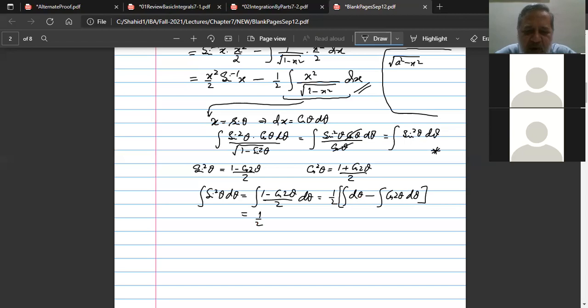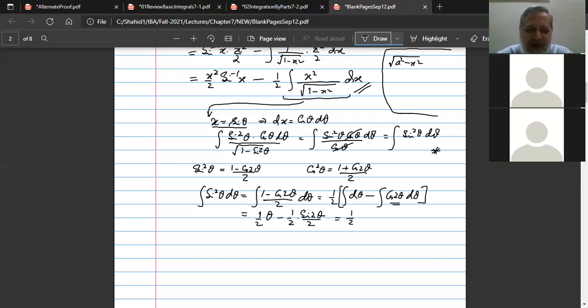So 1 upon 2 theta is the result of this integration, minus 1 upon 2 times the integral of cos 2 theta. When you integrate, the result is sin theta, but this is cos 2 theta, so it should be sin 2 theta upon 2. Now sin 2 theta, yes, we are at the stage where we have to look at the substitution that we made. We made a substitution, and in view of that substitution we have to move ahead.